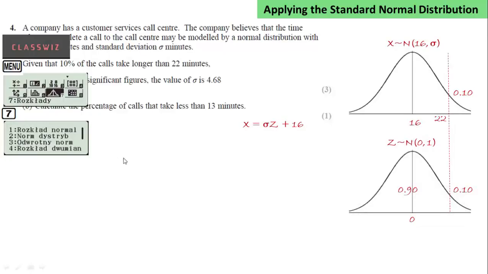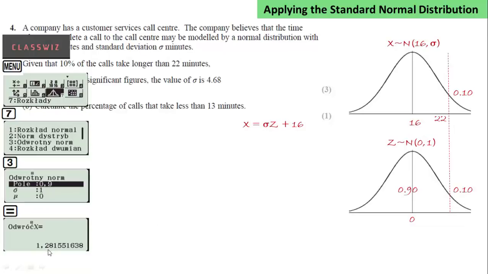And now I'm going to choose the inverse normal distribution, which is key number 3. I'm going to type in the probability 0.9, the standard deviation 1, and the mean 0. I type equals, and it tells me that the value should be 1.28155. So I'm going to put that value onto my standard deviation picture.